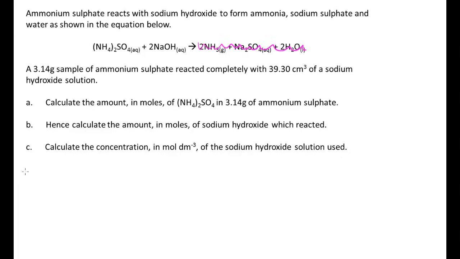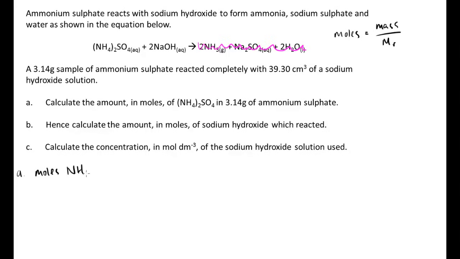So, first step. Calculate the moles of ammonium sulfate in 3.14 grams of ammonium sulfate. Now, we need to use a different formula. We've got concentration equals moles over volume as before, but we've now also got moles equals mass over Mr. We're going to use that this time because we're dealing with the mass now. We can't use concentration, moles, volume because that doesn't account for mass. So how many moles do I have in this mass? It's a very easy one. It's just moles equals mass over Mr. No rearrangement required.